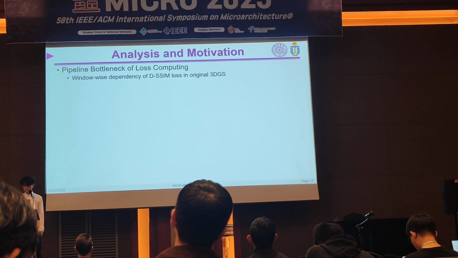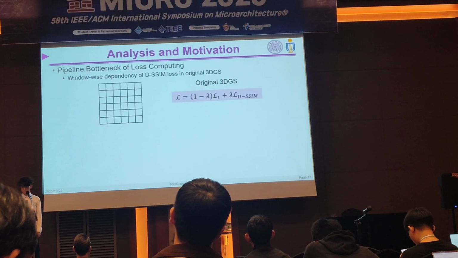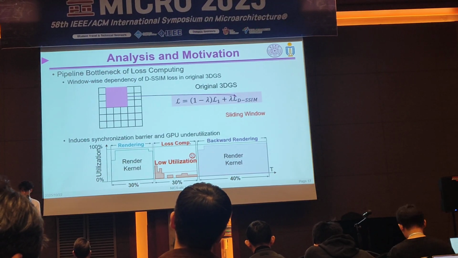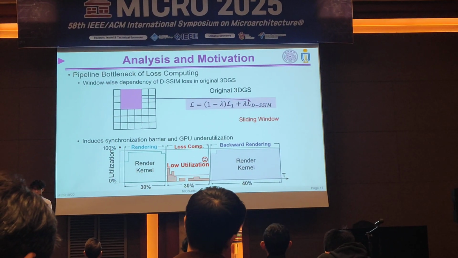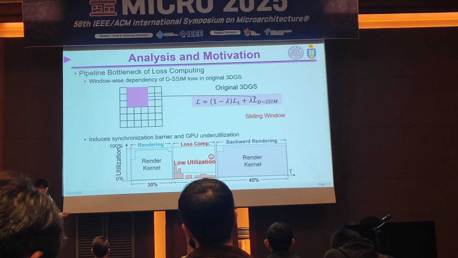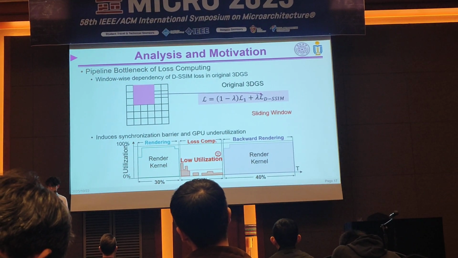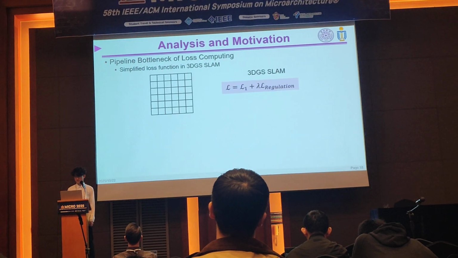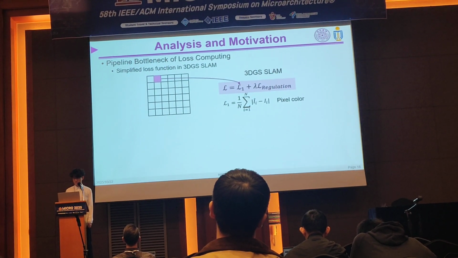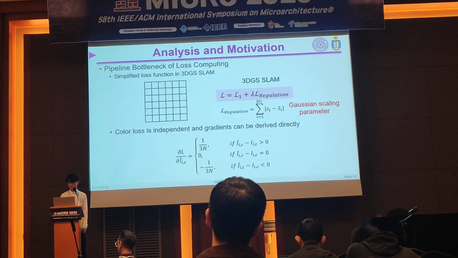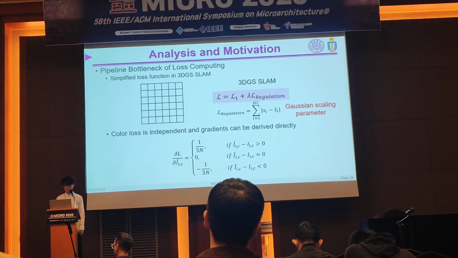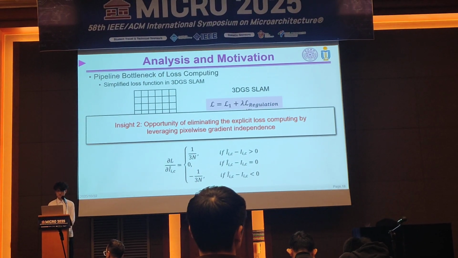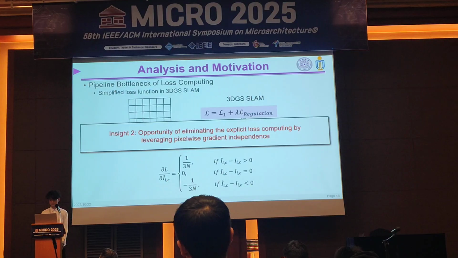And next, we found a major bottleneck in data flow. The original 3DGS used a D-SSIM loss, which has a window-wise dependency. And the current loss implementation must wait for the entire image to be rendered. As the timeline shows, this creates a synchronization delay and leads to very low GPU utilization in loss computing. And fortunately, 3DGS SLAM simplifies it and only uses the L1 loss. Based on the loss function, we find the gradient can be computed directly for each pixel. And this leads to our second insight: we can eliminate the explicit loss computing by leveraging the pixel-wise gradient independence.